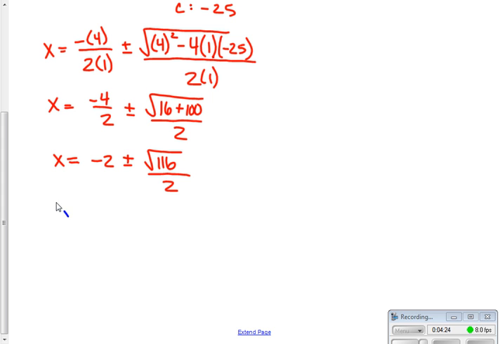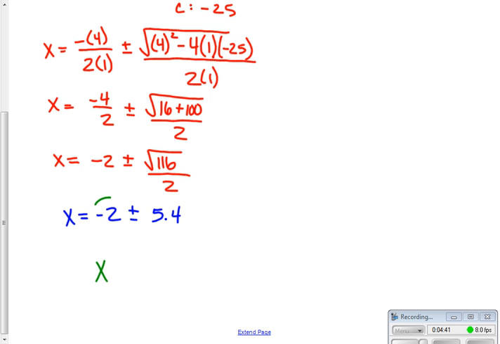Then we'll go ahead and simplify again. We have x equals negative 2 plus or minus the square root of 116 over 2. Once you find the square root of 116, we need to divide that by 2, and that would be approximately 5.4. So now we have two answers here, because this is our x-intercept.